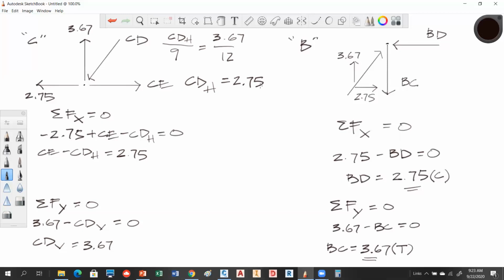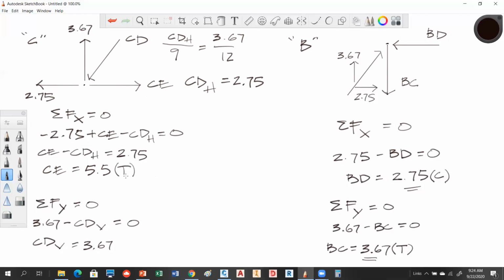So what does that tell us about CE? When we take this guy, we plug this back down into here, that comes over as a positive, right? So we have 2.75 plus 2.75. So that gives us 5.5 for that member, correct? CE becomes 5.5. We indicated CE as a tension member, so therefore this guy is tension.